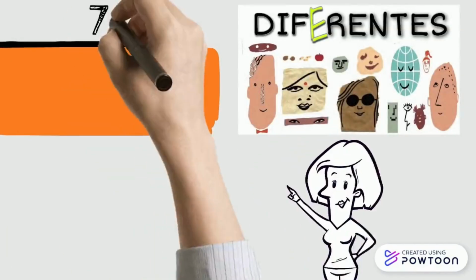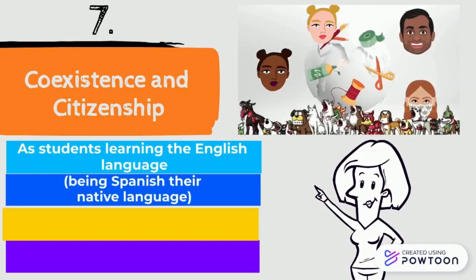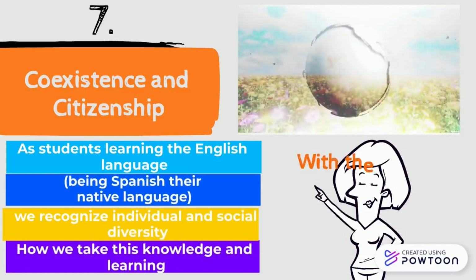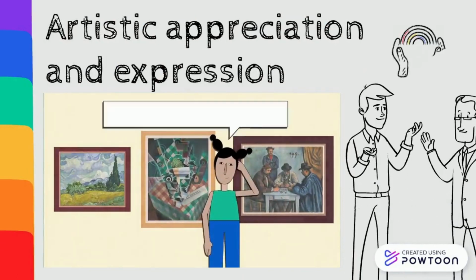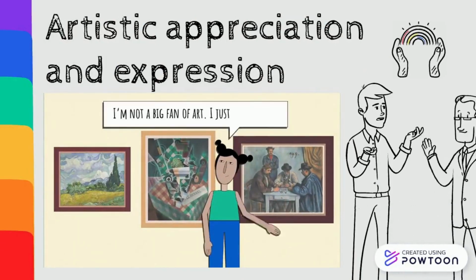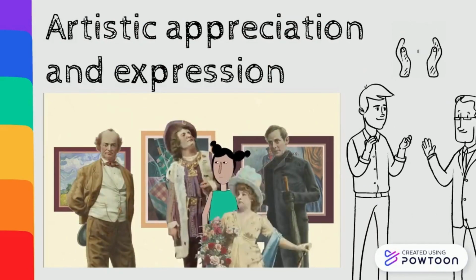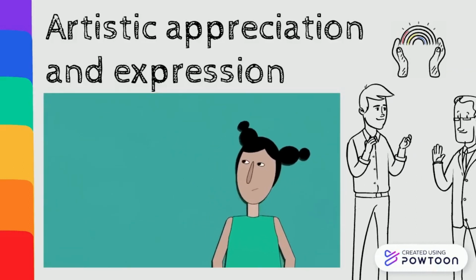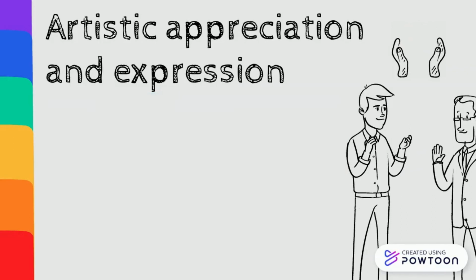Number 7. Coexistence and citizenship. As students learning the English language, with Spanish as their native language, we recognize individual and social diversity, and how we take this knowledge and learn it with the outside world, acting with social responsibility. Number 8. Artistic appreciation and expression. It is not very noticeable, and it is considered that we apply creativity in activities in a more cultural context and exercise them in customs and traditions. It can also be read a bit in the reading about the film, which transports us to the context of which they speak to us. Only in this way can it be expressed as an element of art.